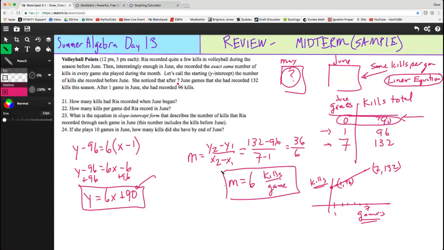So let's see, how many kills had Rita recorded when June began? That's 90. We could put our box here. We could have put our box, you know, here. How many kills per game did Rita record in June? Well, 6 kills per game. That's our slope. What is the equation in slope-intercept form?